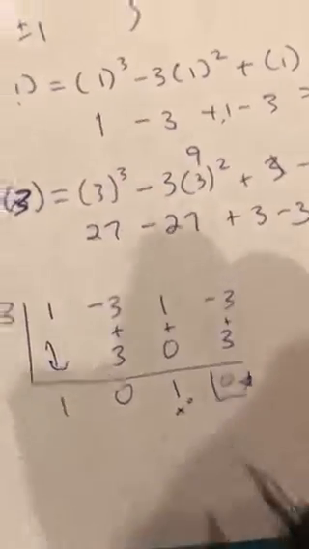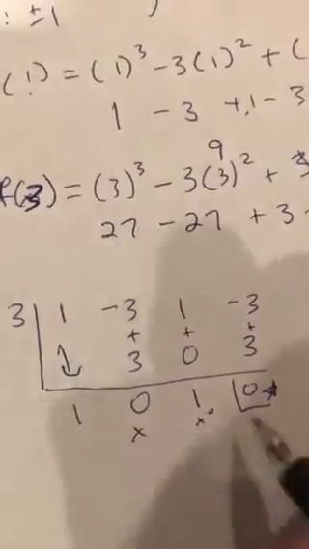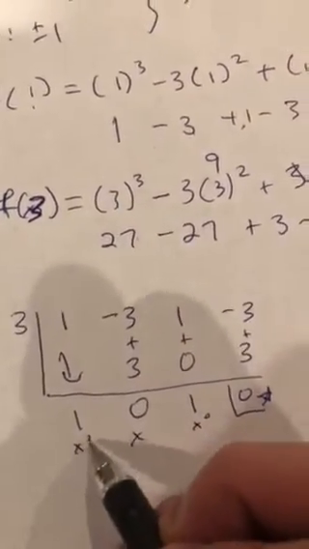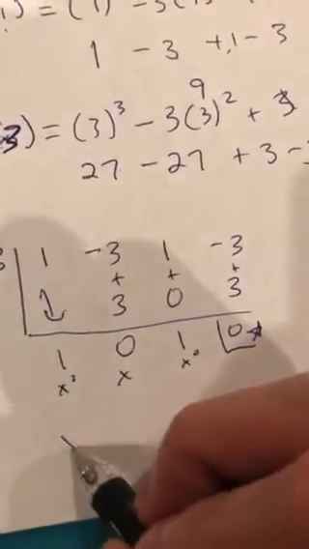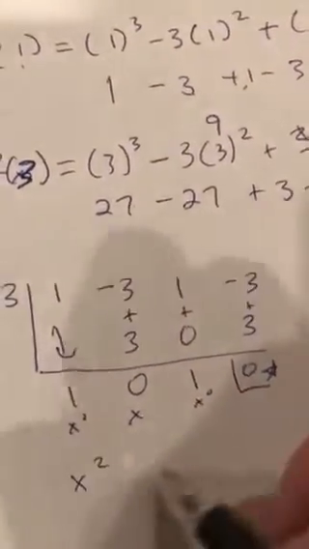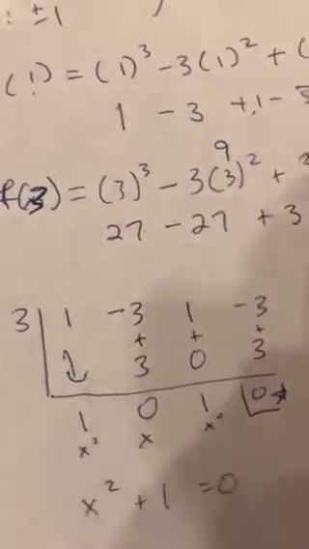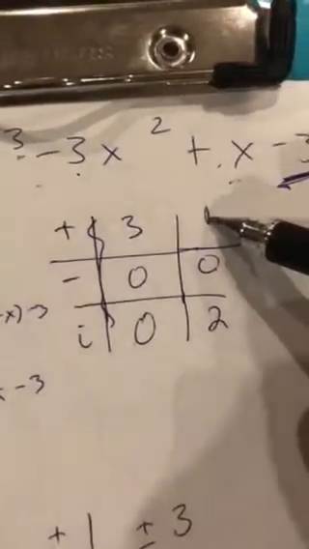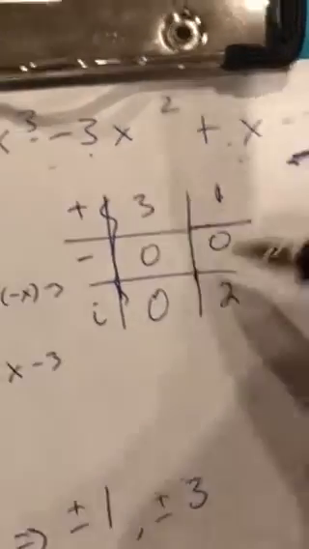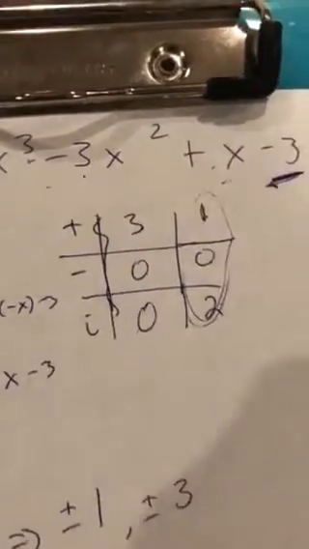Remember that this is my constant term. Then this will be my linear and quadratic. So that means that my quotient will be x squared plus 0x plus 1 equals 0. So looking at this, I have found one positive real root, and it's looking like I'm going to have two imaginary, so it looks like I'm about to fall into this case.